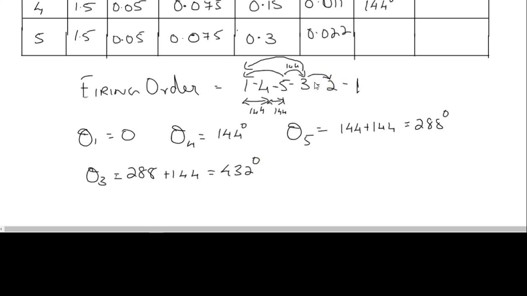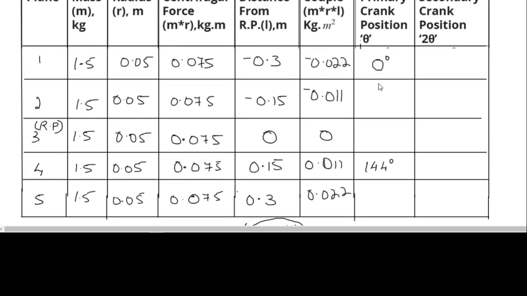And again, next that comes is the second crank. Between 3 and 2 it will be 144, so 432 plus 144 will be the angular position of the second crank. That will give you 576 degrees. So let's mark that in the column. 1 is 0, 4 is 144, 2 is 576, 3 is 432, and 5 is 288. So we see that it is 576.